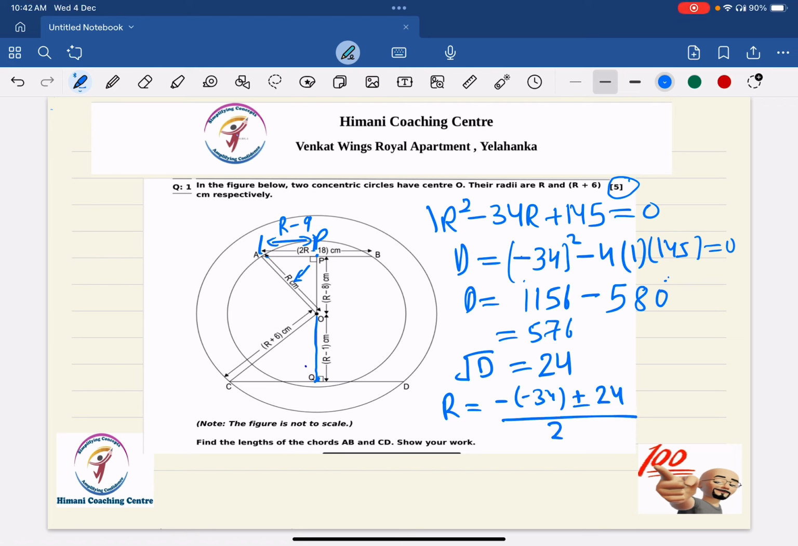But we have to see, is this applicable? If you put R as 5, then R minus 9 will give us 5 minus 9, which is minus 4. So R equals 5 would be rejected. You will have to show this step. Again, I am taking a pause, note the steps, and then I will erase this and we will get into the next step. So we have figured out that radius R is 29 centimeter.